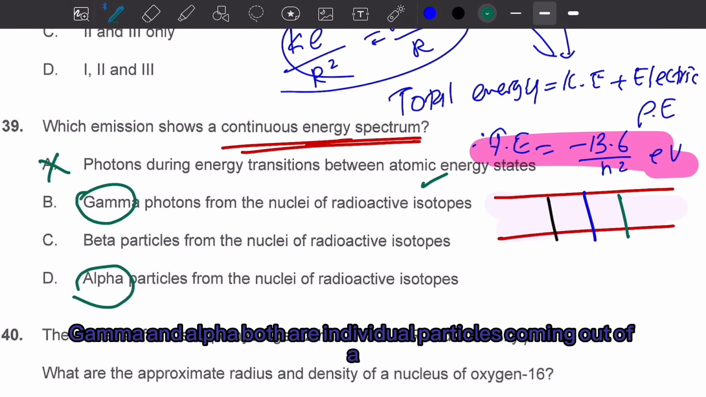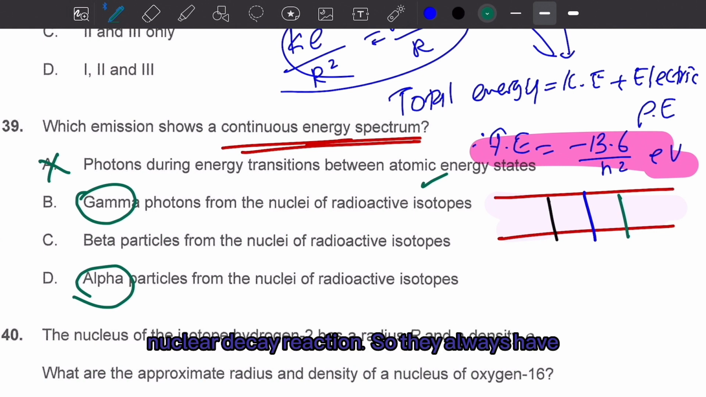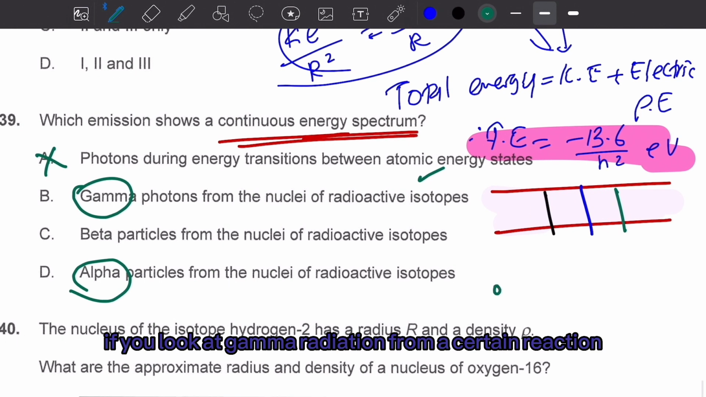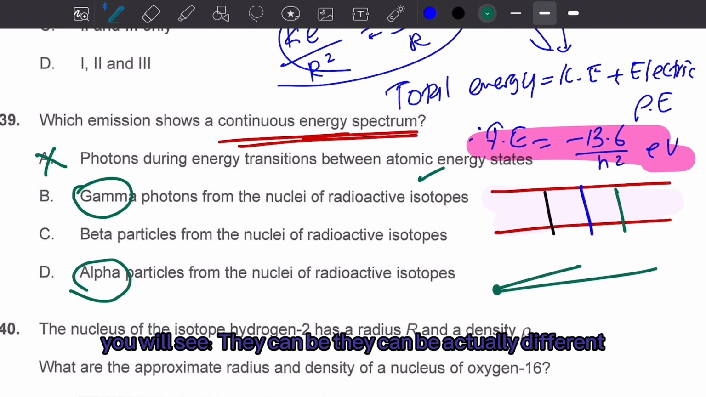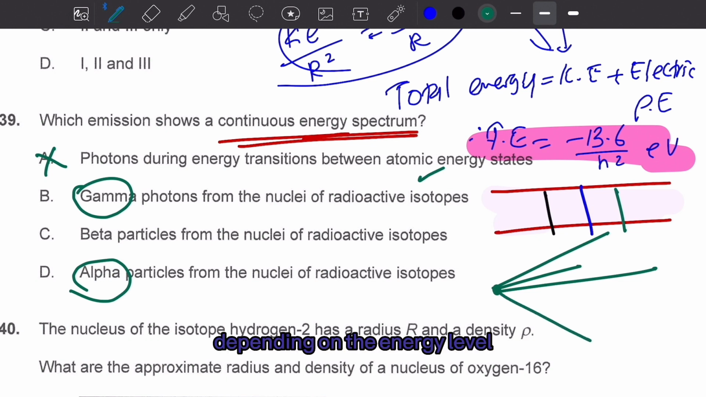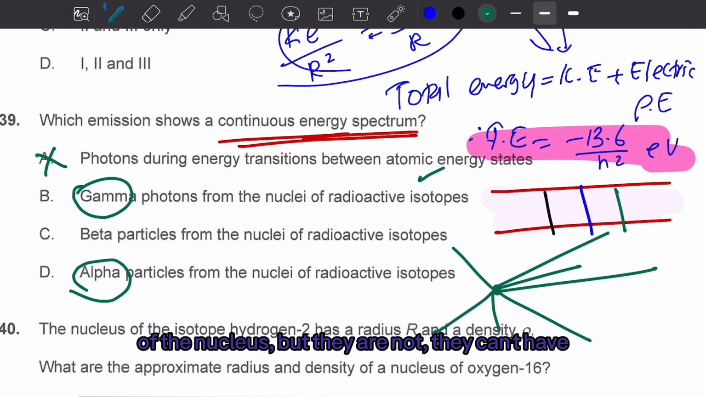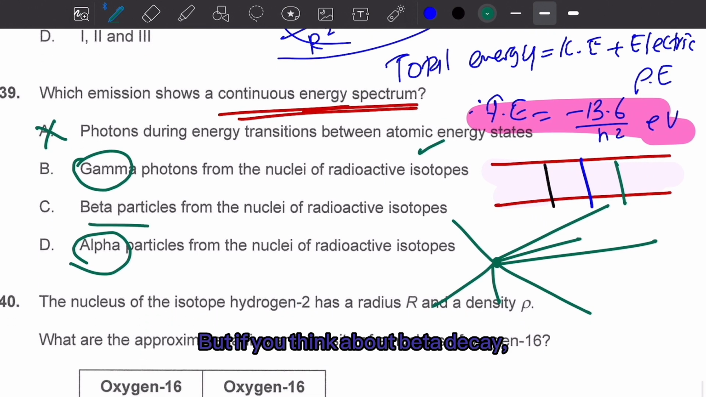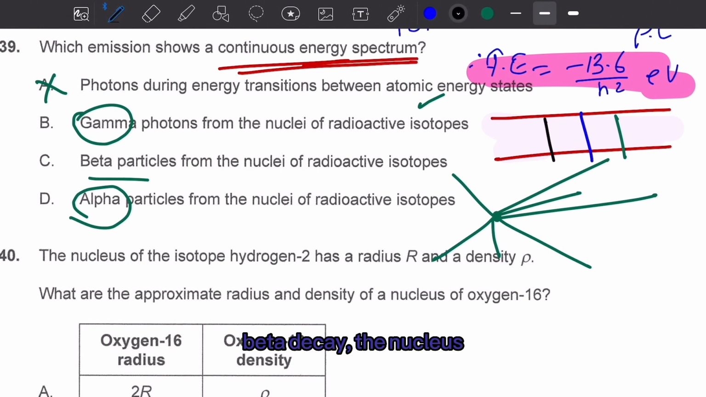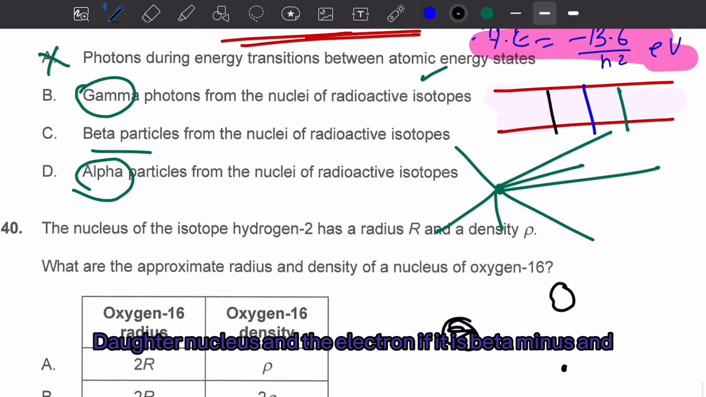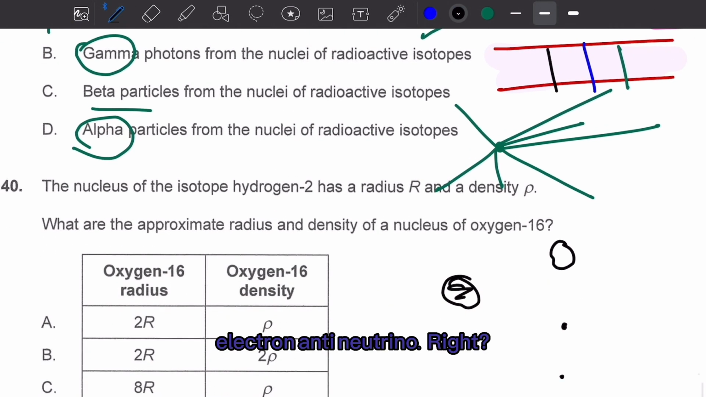Gamma and alpha are both individual particles coming out of a nuclear decay reaction, so they always have a certain amount of energy. If you look at gamma radiation from a certain reaction, it can be different depending on the energy level of the nucleus, but it can't have any number from 0 up to that limit. But if you think about beta decay, the nucleus breaks into not two parts, but the daughter nucleus and the electron if it is beta minus, and an anti-neutrino, right?